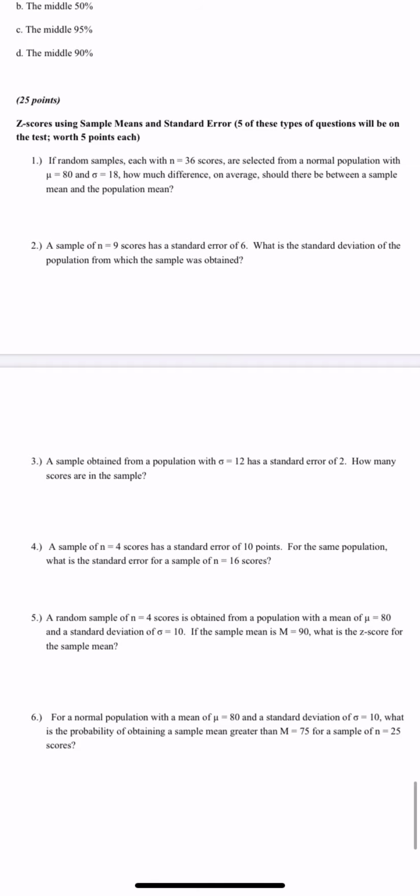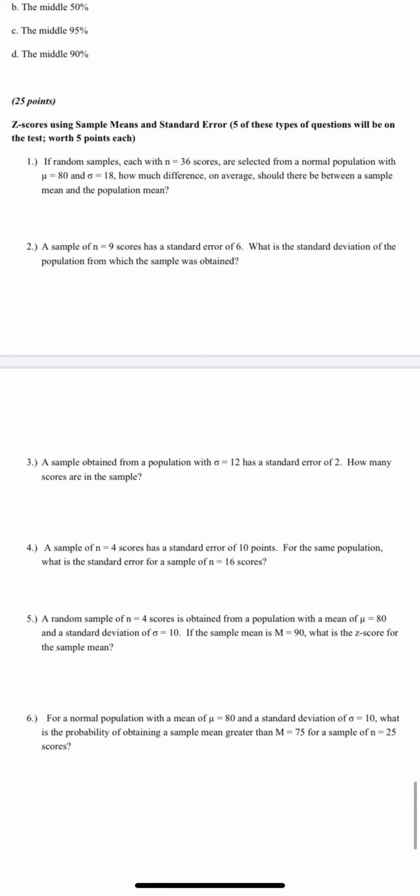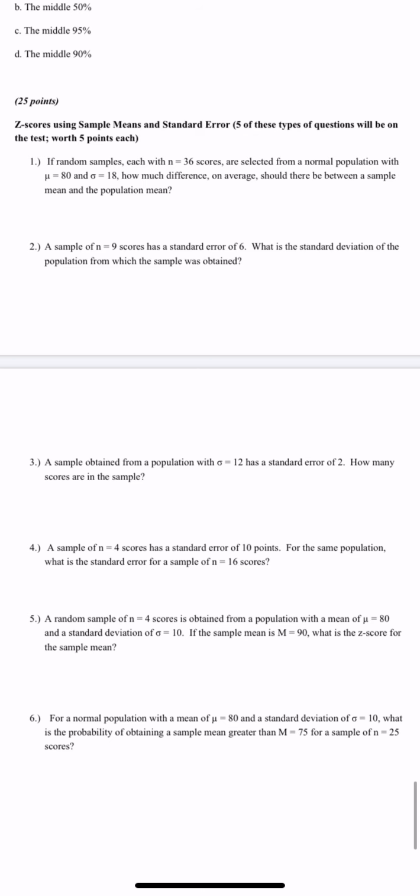All right, up to the part of the test with our final lesson from chapter 7. So remember, now we're going to use all the other formulas for the z-scores with sample means and standard error. Five of these types of questions will be on the test, worth 5 points each.